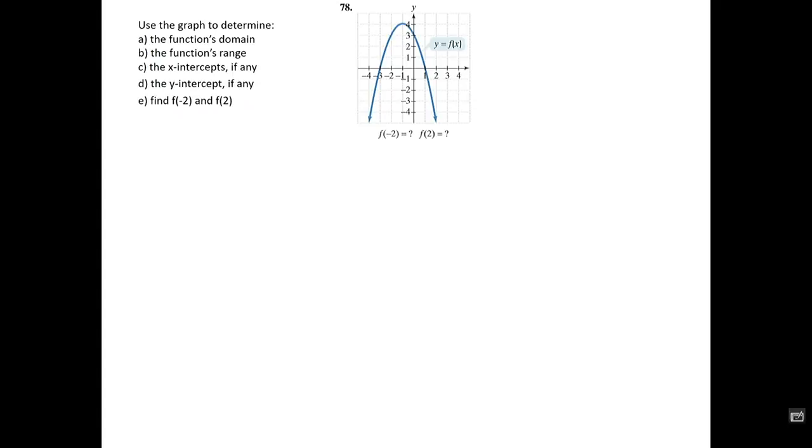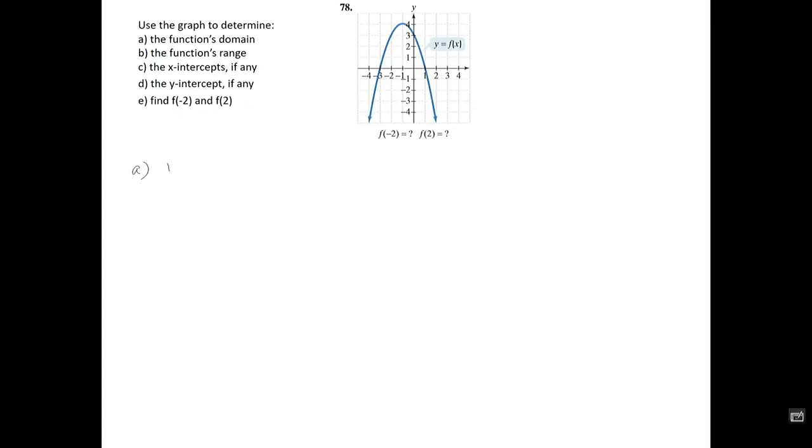Let's look at one of the homework problems for this section. We want to use the given graph to determine the function's domain, the range of the function, the x and y intercepts, and then from the graph determine the values of f of -2 and f of 2. So in the first part, the domain.